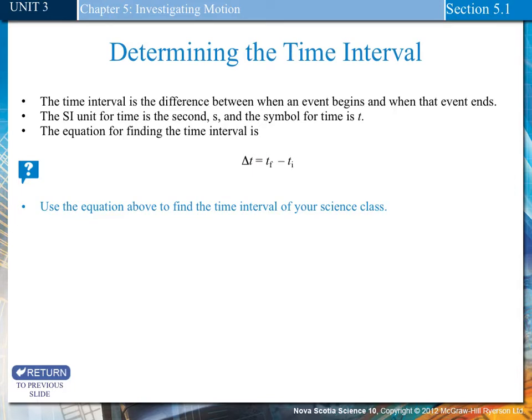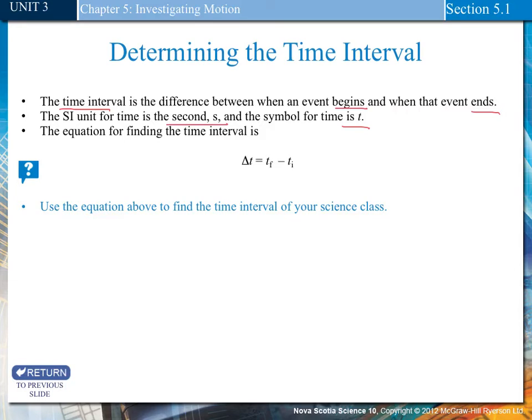Determine the time interval. The time interval is the difference between when an event begins and when it ends. SI units for time are usually in seconds, and the symbol is t.